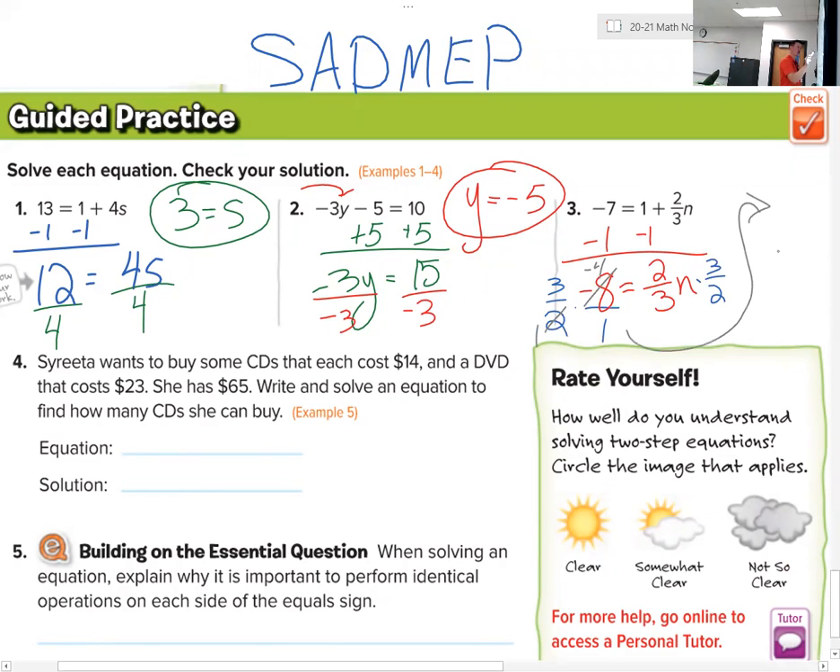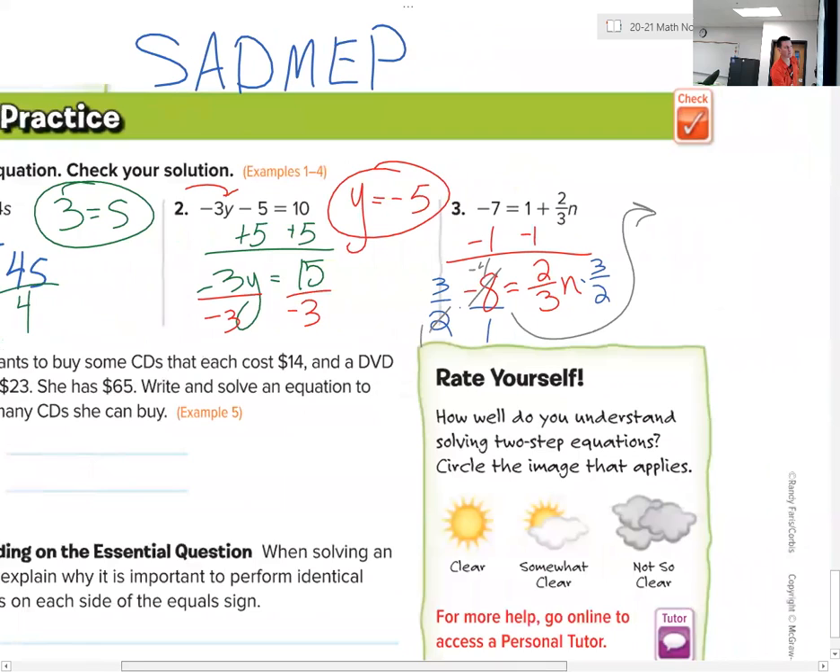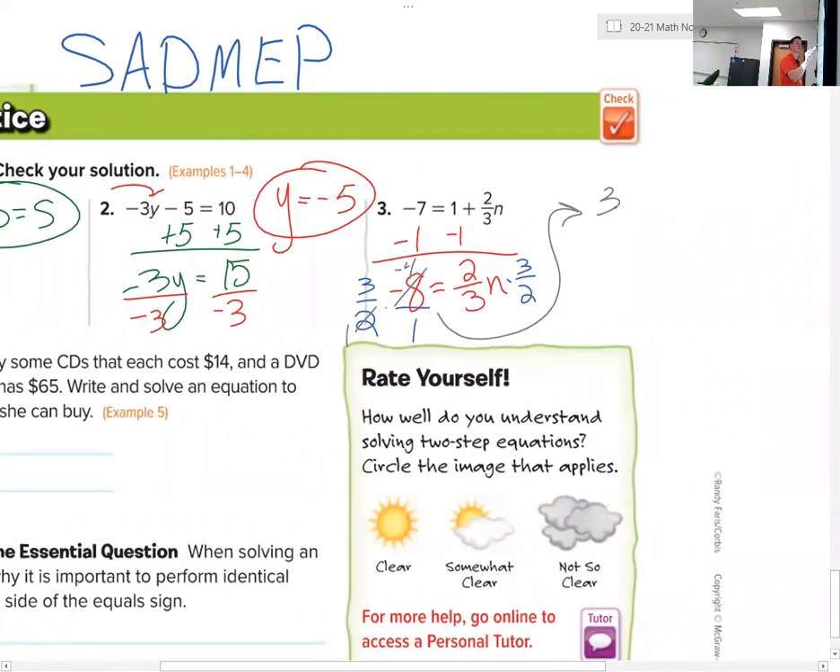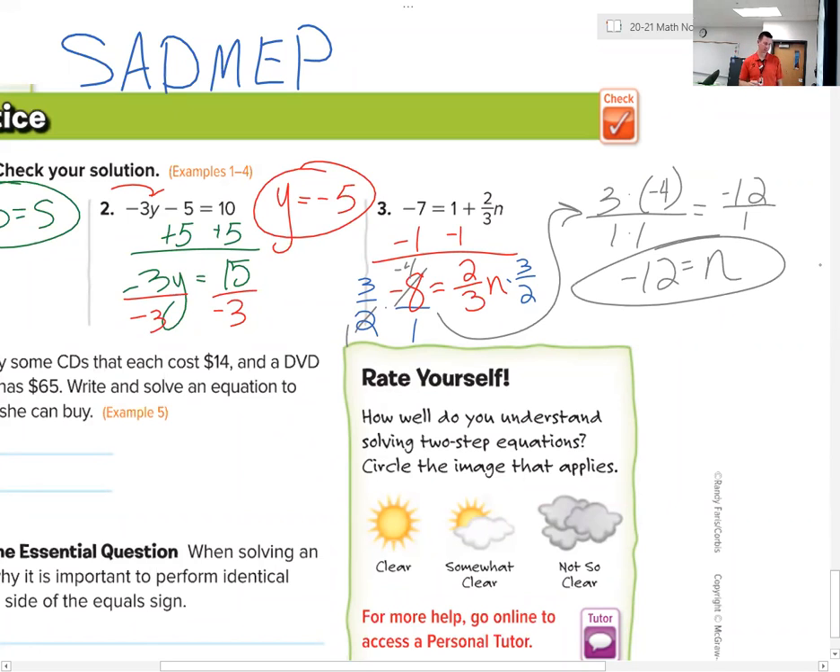There we go. So now I have 3 times negative 4 over 1 times 1, which is equal to negative 12 over 1. So now I have n, I'll do it the same direction. Negative 12 is equal to n. And that's my answer.